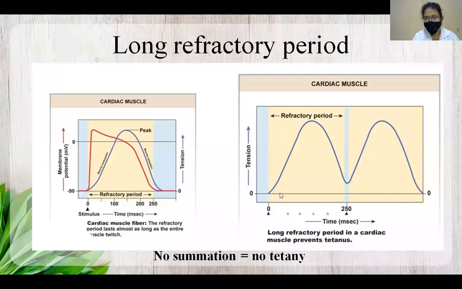listen, the refractory period is very long. If you look here, hardly one-third of the diastole is not included in the refractory period. So the whole of systole and half of the diastole period is included in the refractory period. Because of this long refractory period, the cardiac muscle cannot be tetanized.